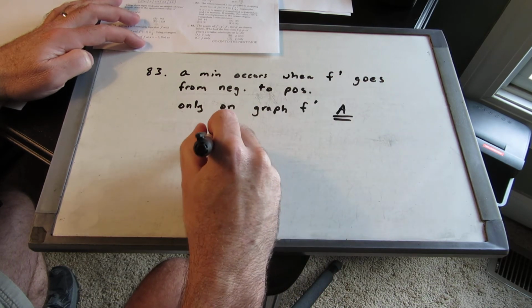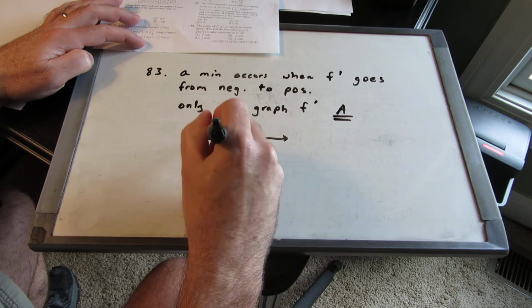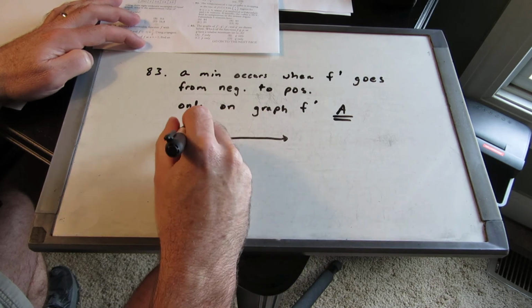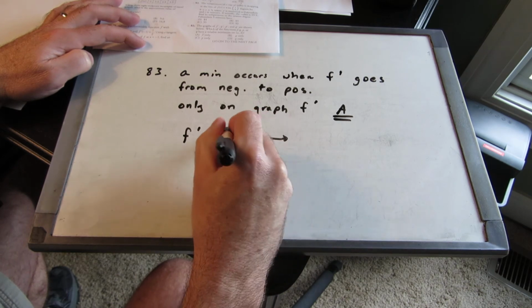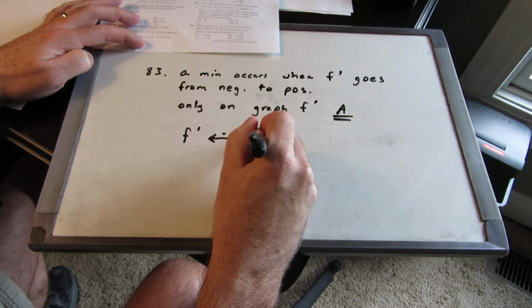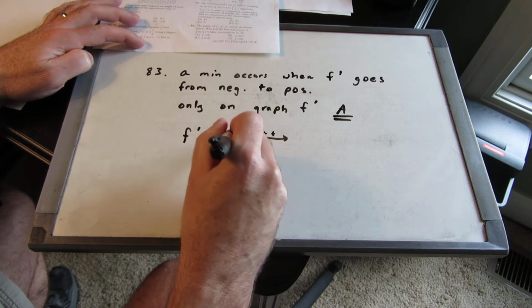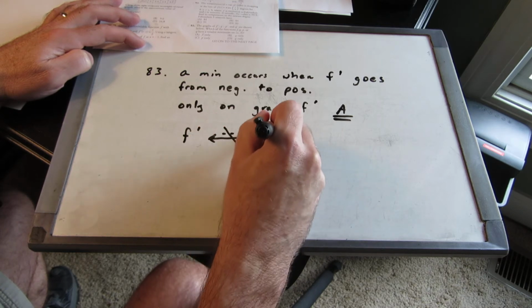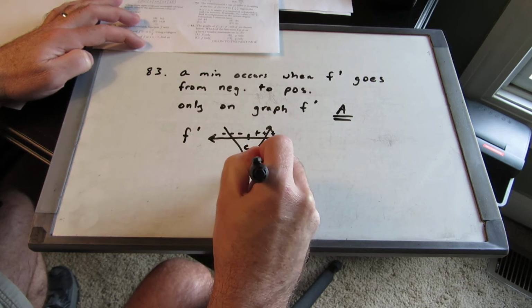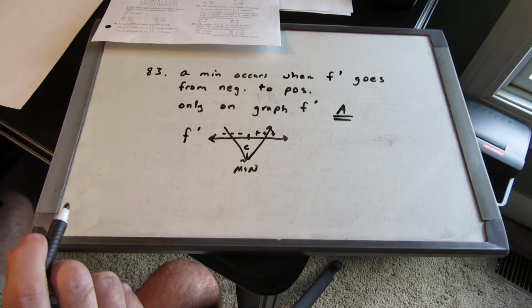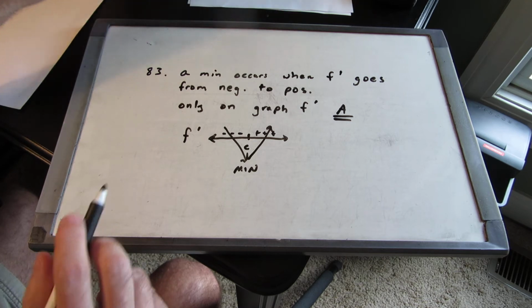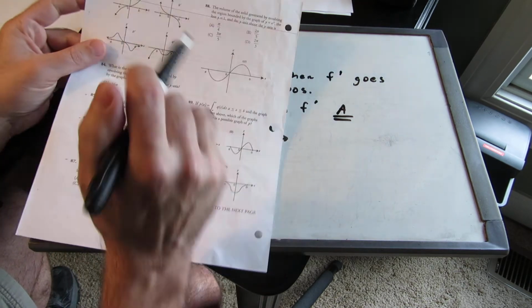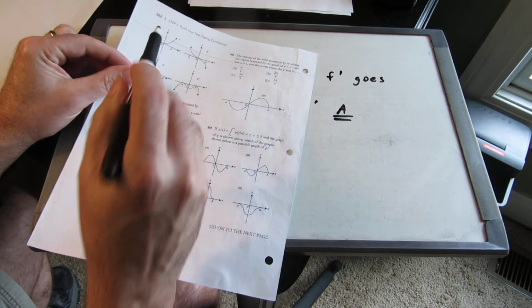You remember when we did our sign line, and we had a critical point c, and in this case we're going from negative to positive. So that's our min. You can just look at the graph of the derivative, see it goes from negative to positive at that point, and the only one that occurs is the first graph there, so A.